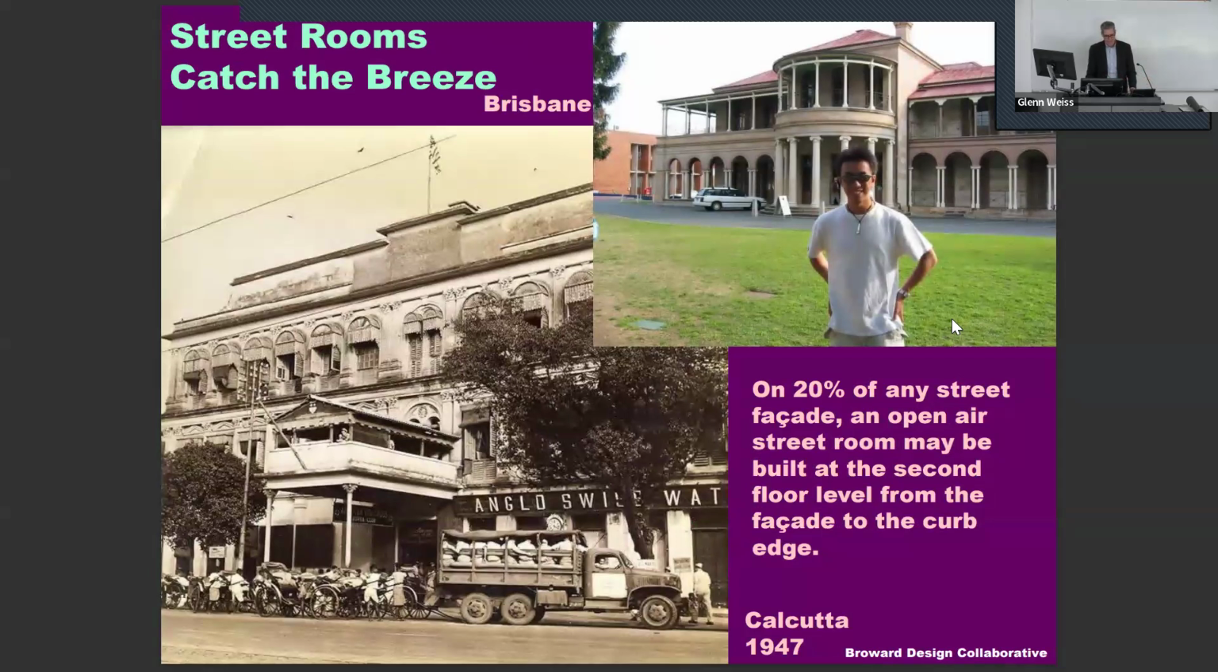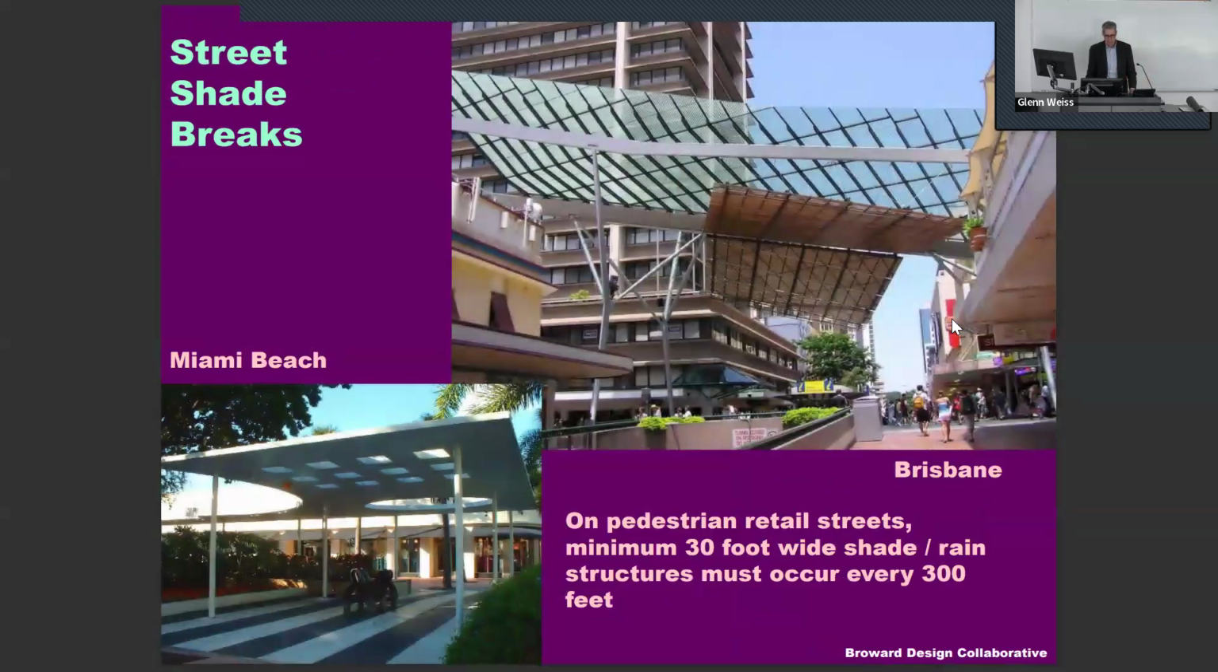This is an idea which I saw in Brisbane, which I called an outdoor catch-the-breeze room. Maybe there's a way in which you can stick something out into the breeze in order to create a kind of pleasant space. These are in Brisbane and Miami Beach. So how do you cover the street itself to protect the pedestrians from the extra heat?